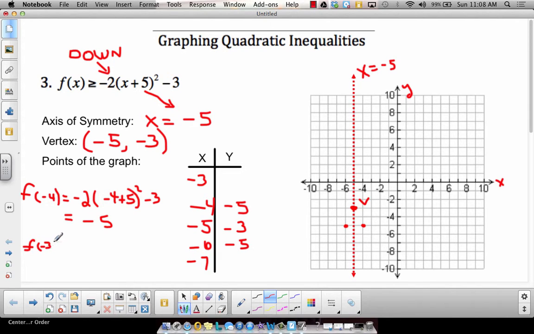All right, so let's take a look at what f of -3 looks like. Everywhere there was an x, I substitute in. So -2, and then -3 plus 5. I still have to square that, and then subtract 3 at the end. -3 plus 5, that's going to be 2. Then square that, that's 4. -2 times 4 is -8, and a -3 more, -11.